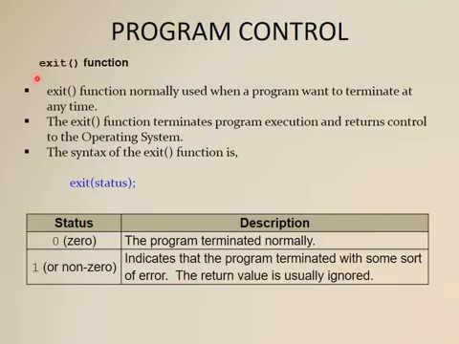There exists one function known as the exit function. The exit function is normally used to terminate the execution of the flow. The exit function will terminate your program execution and return control to the operating system. So what is the basic syntax of the exit function? exit and its status, which may be 0 or 1. 0 means the program will be terminated normally, and 1 will indicate that the program terminated but with some sort of error. The return value is usually ignored, but it is returned as 0 or 1.